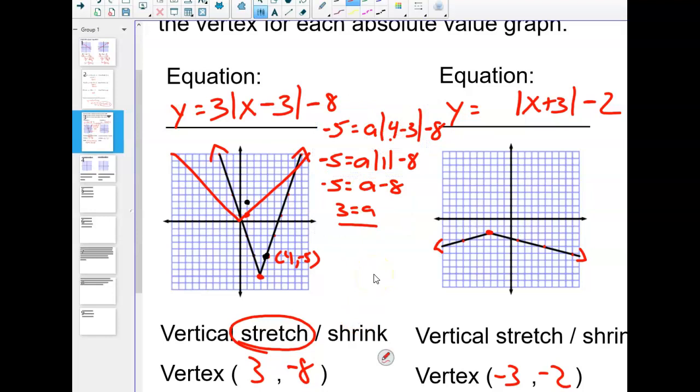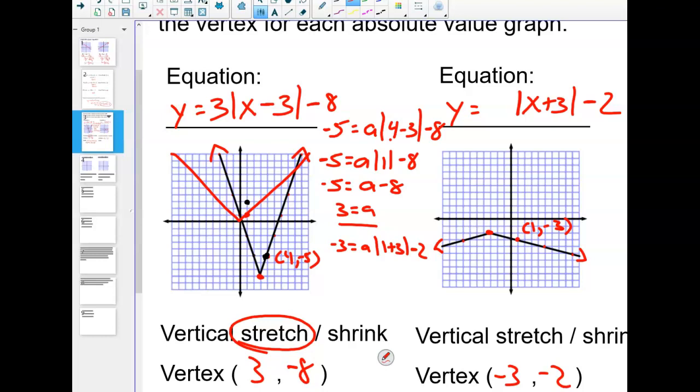Okay, same deal. I'm going to pick a point on this graph. Looks to me like point 1, negative 3 is available. And that's how I'm going to find my a. My y is negative 3. A times 1 plus 3, minus 2. So we have 1 plus 3. We have our negative 3 for our y.